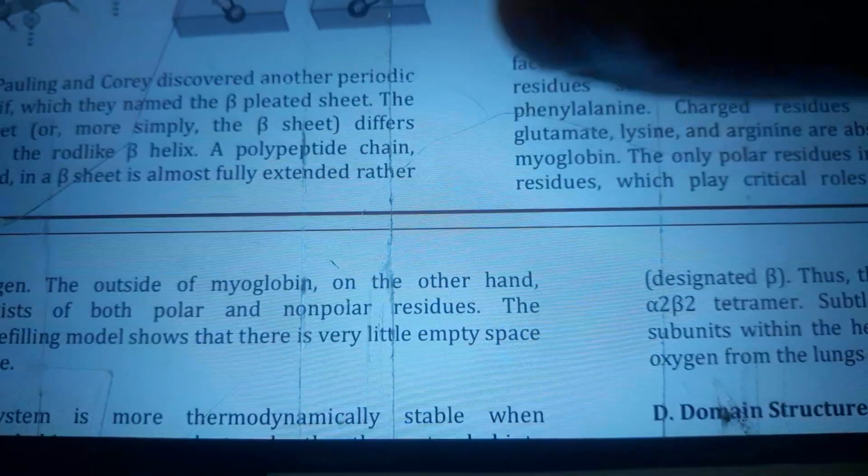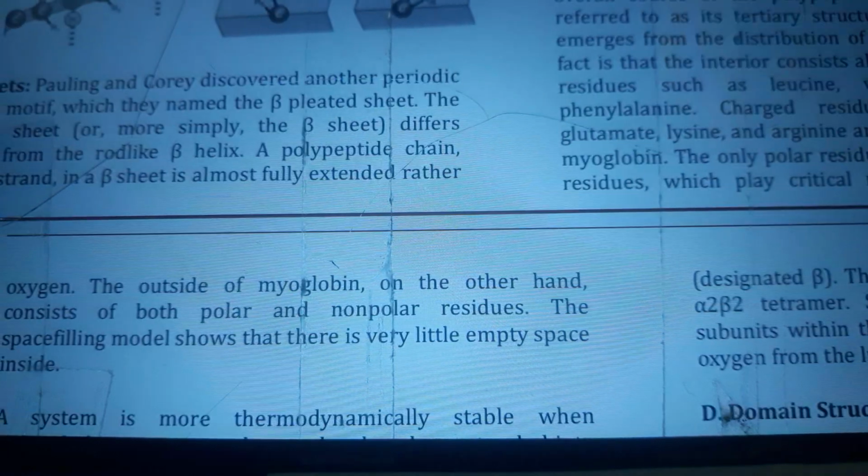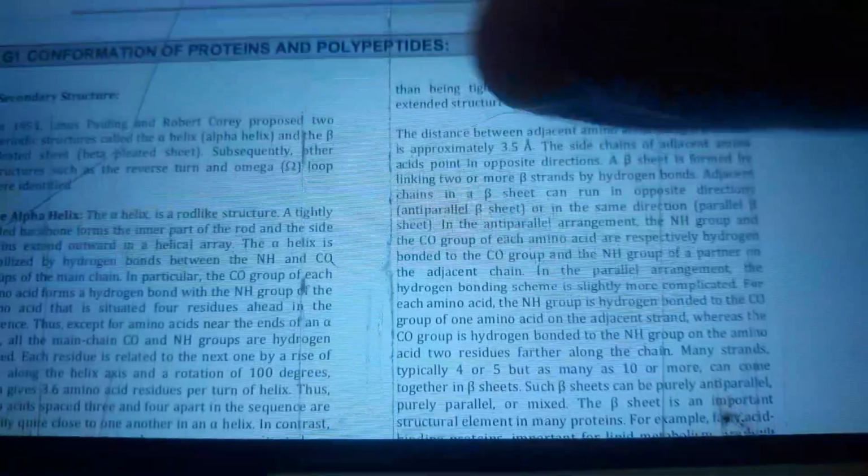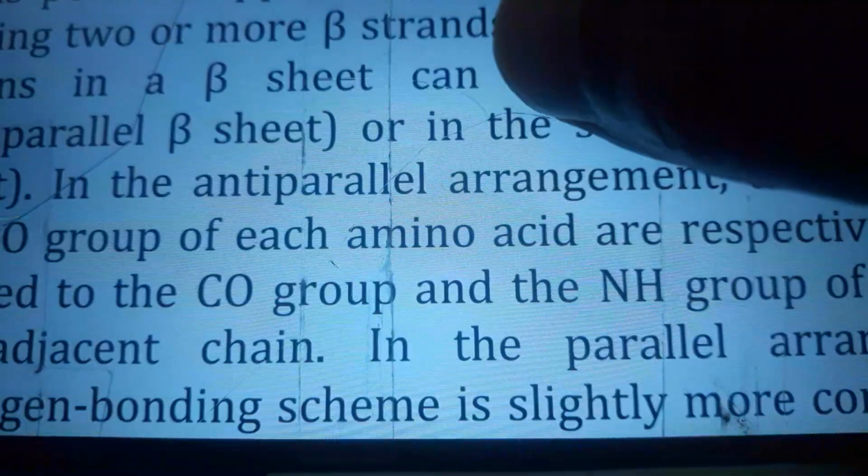The beta sheets. Pauling and Corey discovered another periodic structural motif, which they named the beta pleated sheet. The beta pleated sheet, or more simply the beta sheet, differs markedly from the rod-like alpha helix. A polypeptide chain, called a beta strand, in a beta sheet is almost fully extended rather than being tightly coiled.